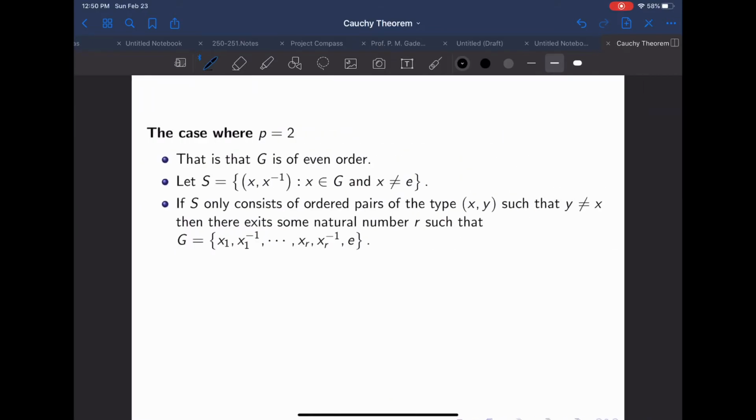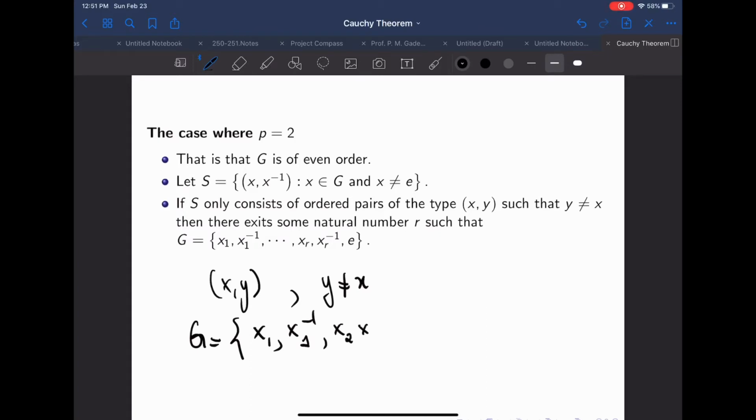Okay, now if S only consists of ordered pairs of the type (x, y), where y is distinct from x, then there exists some natural number r such that we can rewrite G as follows: x1, x1 inverse, x2, x2 inverse, all the way till xr, xr inverse, and then e, right? So we're saying that if all possible ordered pairs in the set S consist of distinct elements within the pair, then G can be enumerated as follows. But if you count the number of elements in the set G, then you get that the order of G is 2r plus 1, which is odd, right? And that cannot be the case because we assume that G is even.